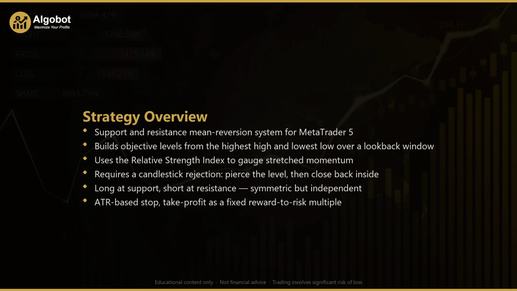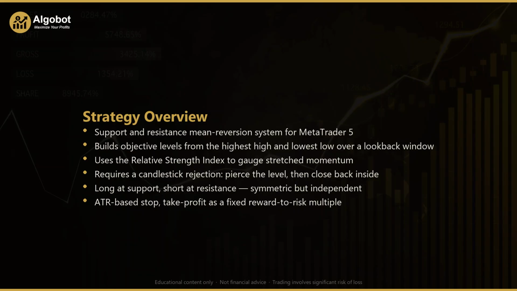Driving the entries is the relative strength index, a classic momentum oscillator. The default RSI period is 14, and the strategy uses a distance of 18 from the midpoint of 50. That places the oversold threshold at 32 and the overbought threshold at 68. The idea is simple. The strategy only becomes interested when momentum is already stretched in one direction.